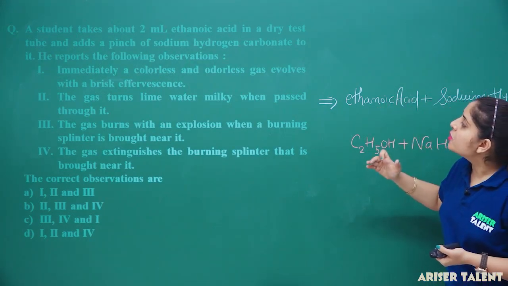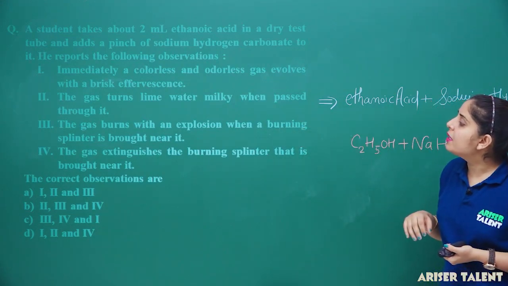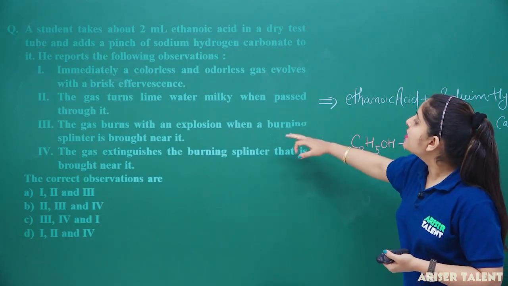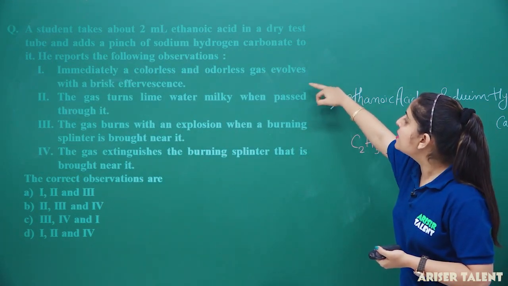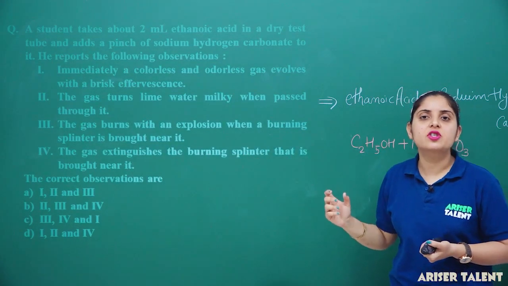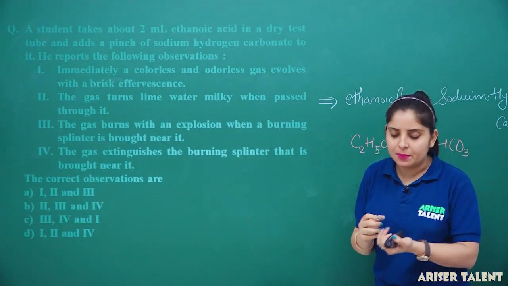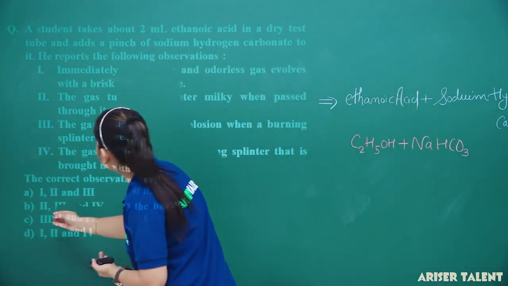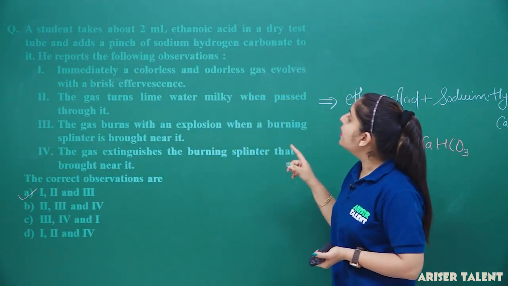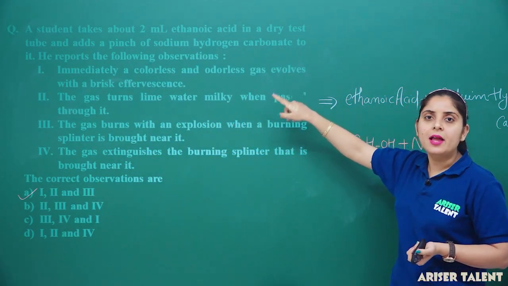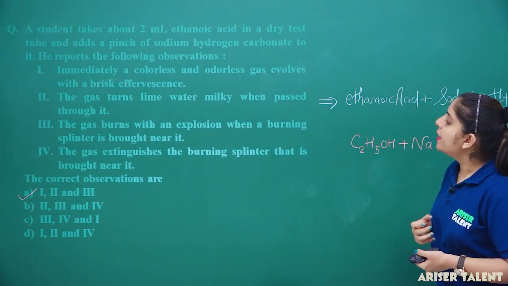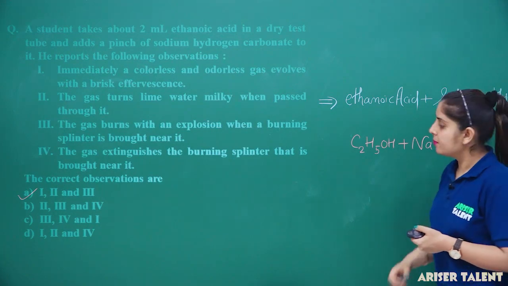Now after the first option, the gas turns lime water milky when passed through it. So this will not be the correct answer. The gas burns with an explosion. So we guess the first, second and third options will be correct, because this gas formed in the reaction will not be used to extinguish any substance. So here the correct option is option number 1, that is first, second and third: colorless, odorless, lime water milky and the explosion of the splinter. So the correct option here will be option A.